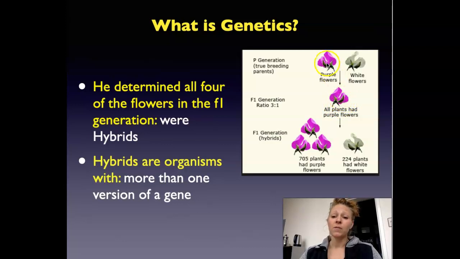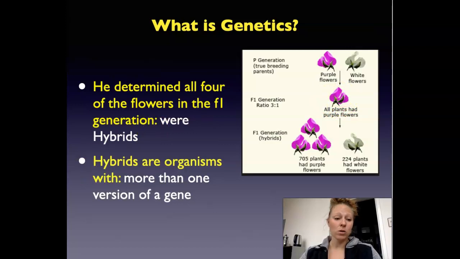So this flower has a purple gene and a white gene. If you have a purple gene and a white gene, the dominant color, the dominant gene, will be expressed. However, there is still a white gene in there, and you can pass on that white flower gene. So hybrids are organisms that have more than one version of a gene.